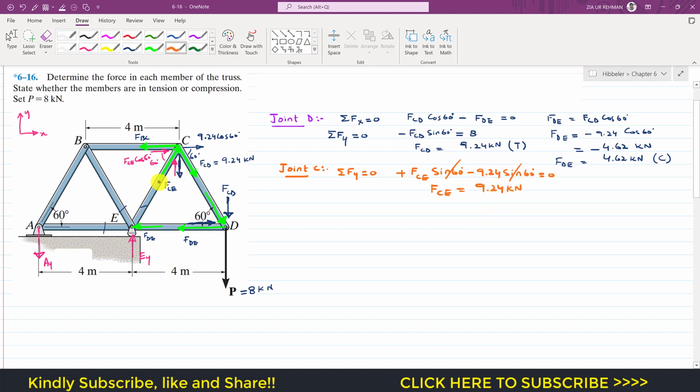Since FCE force is acting towards the joint C and we got a plus sign, this means that the assumed direction is accurate and FCE, or we can say that CE member, is in compression.